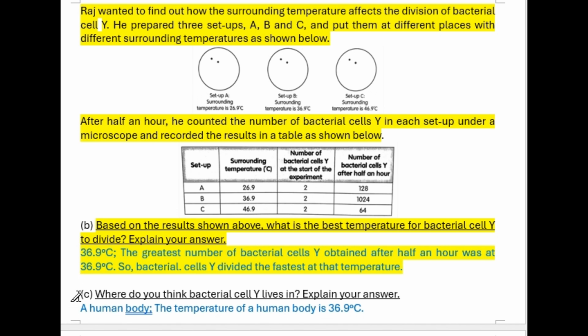C. Where do you think bacterial cell Y lives in? Explain your answer. A human body. The temperature of a human body is 36.9 degrees Celsius.